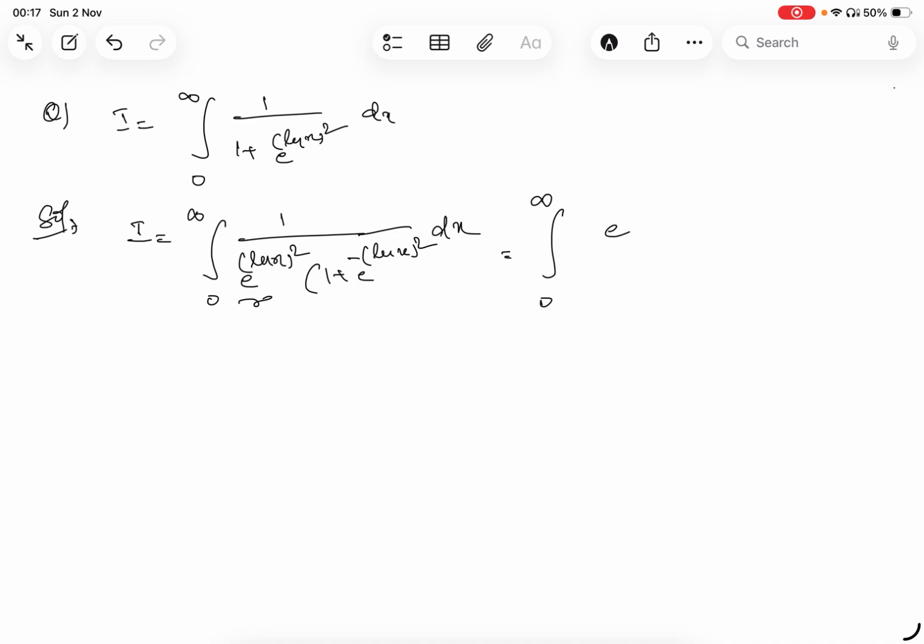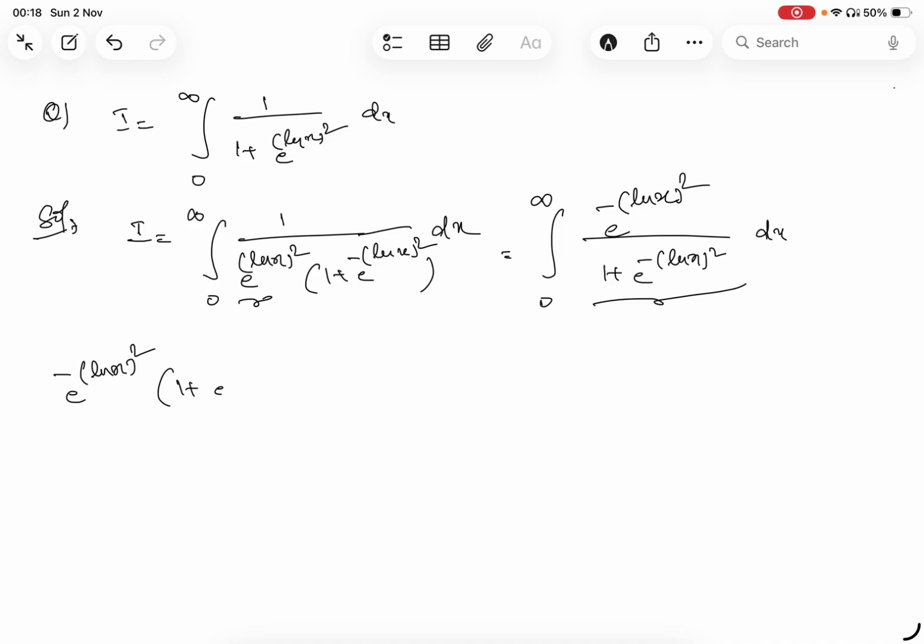Then this term goes in the numerator. This will be e power minus of ln x whole square by (1 plus e power minus of ln x) whole square dx. So let's simplify this term first. This is e power minus of ln x square, right, into (1 plus e power minus of ln x) whole square whole power minus 1.